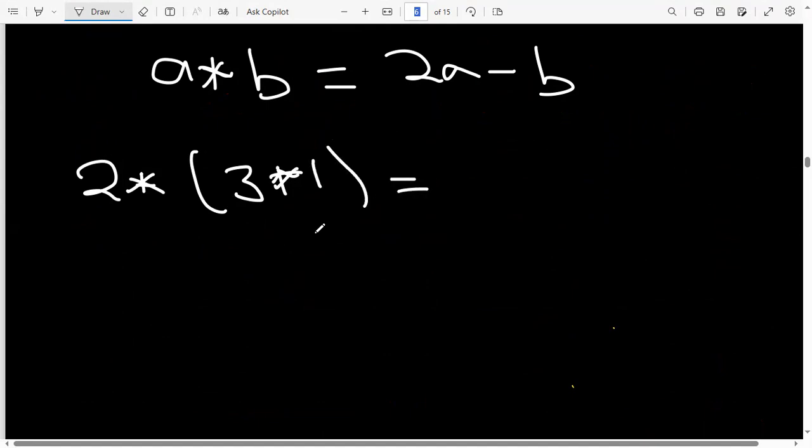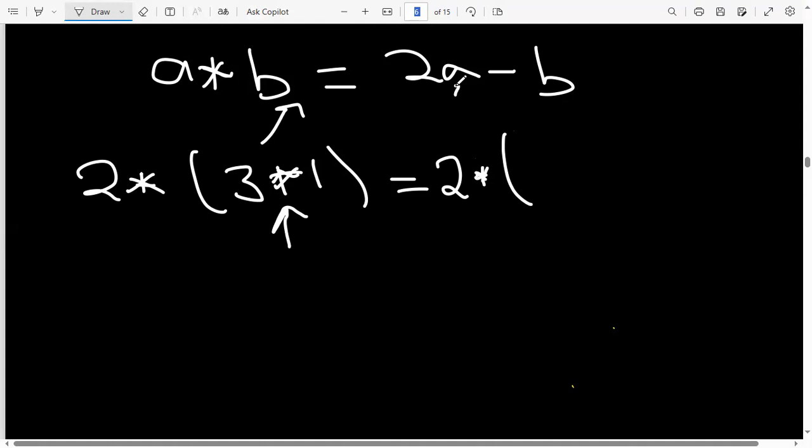Okay, so we always start with what is in the brackets. So let's apply this binary operation on 3 and 1. If I apply the operation to these two that are outside, then star, then let us apply on what we have here. So you put them in the brackets. So it will be 3 star 1.